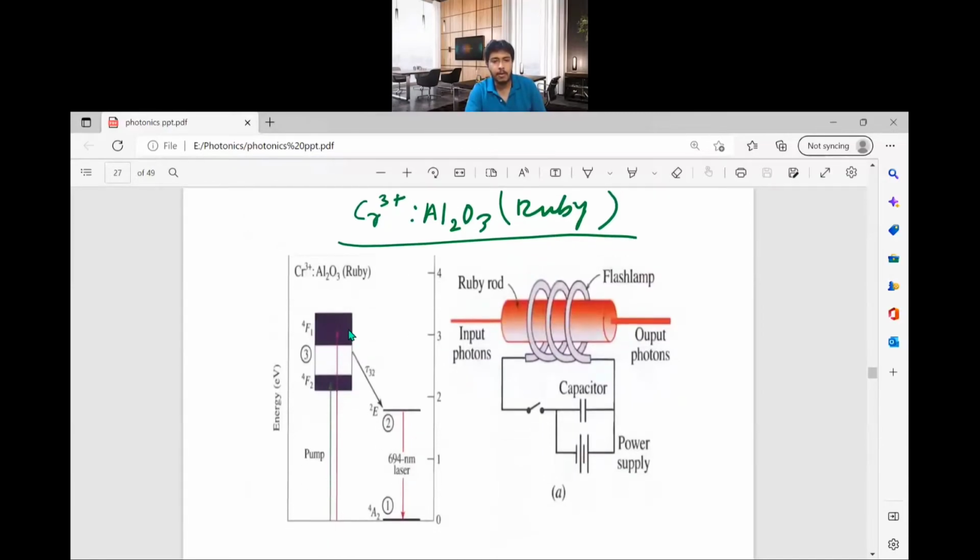If you have the pump, the ion will be excited to the higher energy level. Then, being short lived, it will decay to the long-lived metastable state, and from that metastable state it will jump to the ground state. You will get the light emitted here, laser light. So it's a 694 nanometer laser. It's a ruby laser, and optical pumping with the flash lamp can be used.